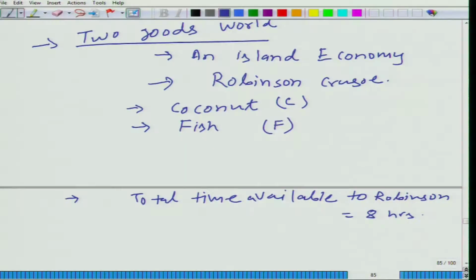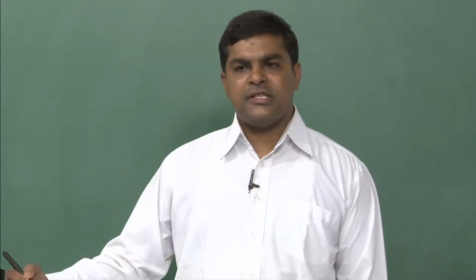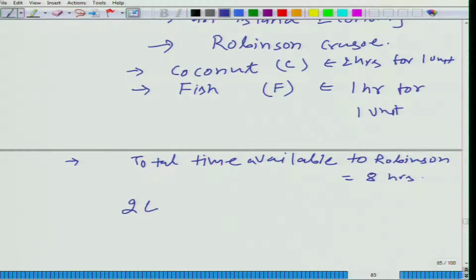Okay. So, all the combinations that he can consume, what is happening? Let me say here, I may reverse it, but let us say 1 hour for 1 unit and 2 hours for 1 unit. Let us say if he gathers C units of coconut, how many hours does he spend collecting coconuts? 2C. And if he catches F units of fish, how many hours does he spend catching fish? F. So, 2C plus F, because this is the total time he is spending in gathering C units of coconut and catching F units of fish.